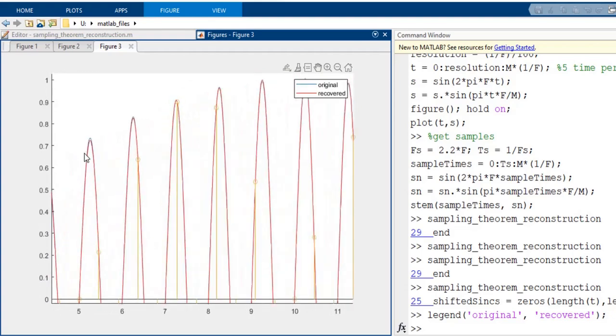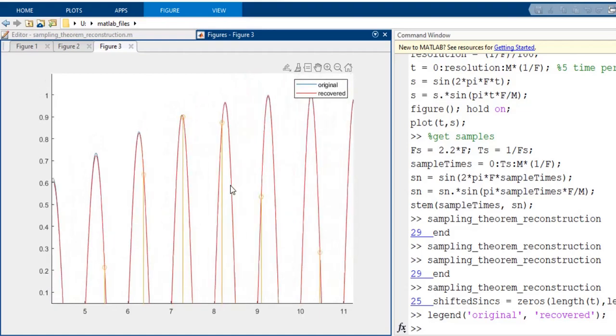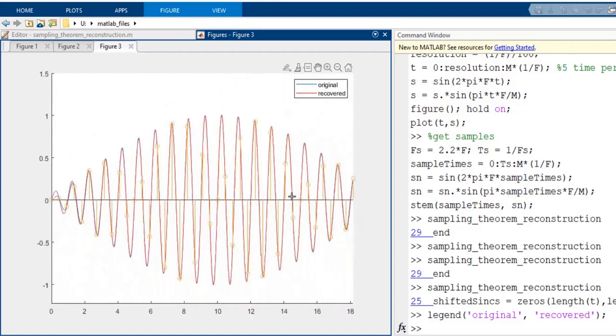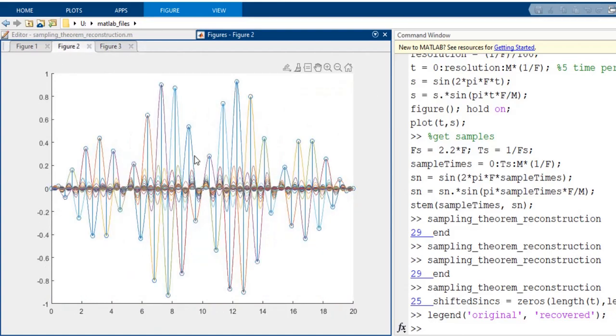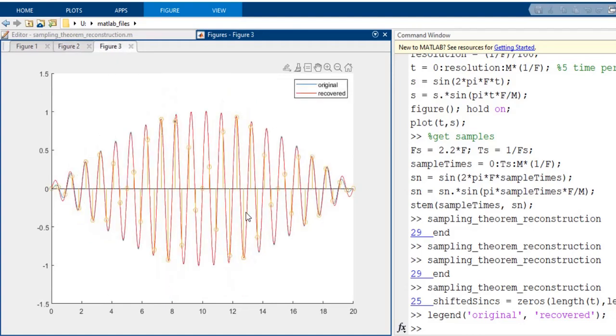But except for the boundaries, you can see the recovered signal is pretty close to the original continuous time signal, right? In fact, the recovered signal is basically the sum of all these sinc functions. So if you add up all these sinc functions, you get back exactly the original signal.